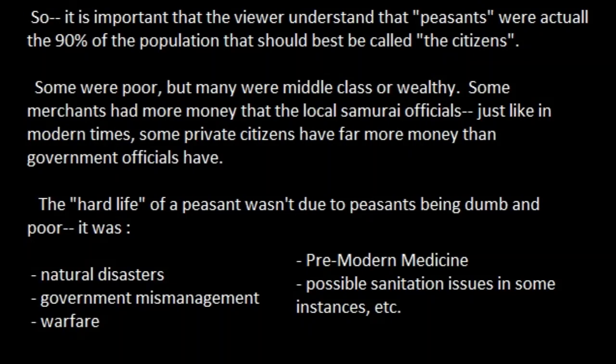Some were poor, but many were middle class or wealthy. Some of the merchants had more money than the local samurai officials. Just like in modern times, some private citizens have far more money than the government officials have, right? Like the richest people on the planet are not government officials. They're civilians, okay?